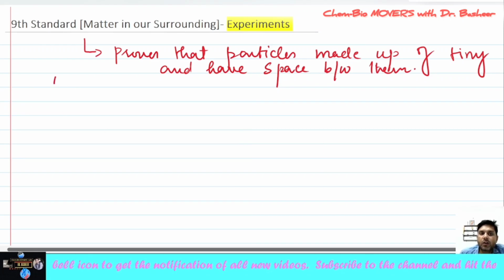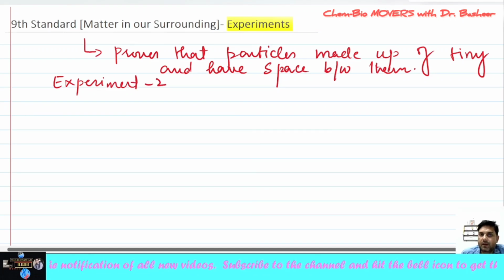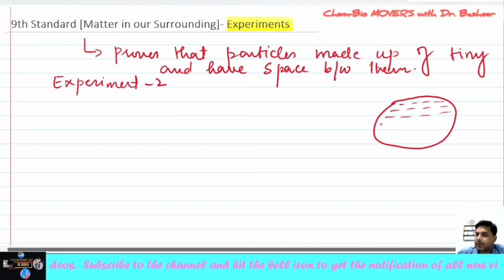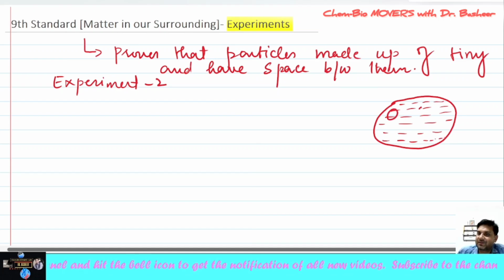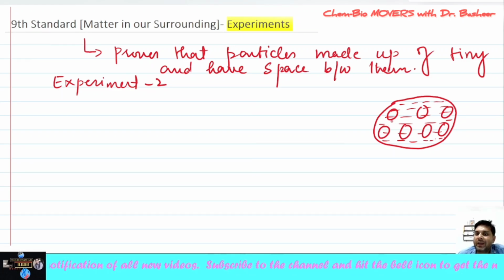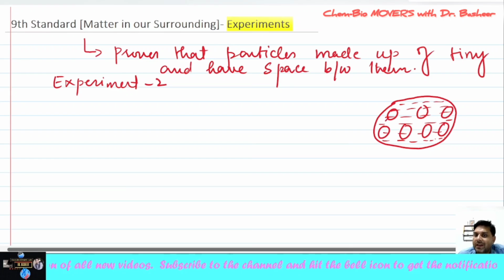Okay, now moving on to the second experiment. You have to take one bowl filled with water. I know it doesn't look like a bowl, but you people understand. Okay, and pour some seeds. Soon you will find out what happened. Seeds move on the surface of water in a zigzag motion.